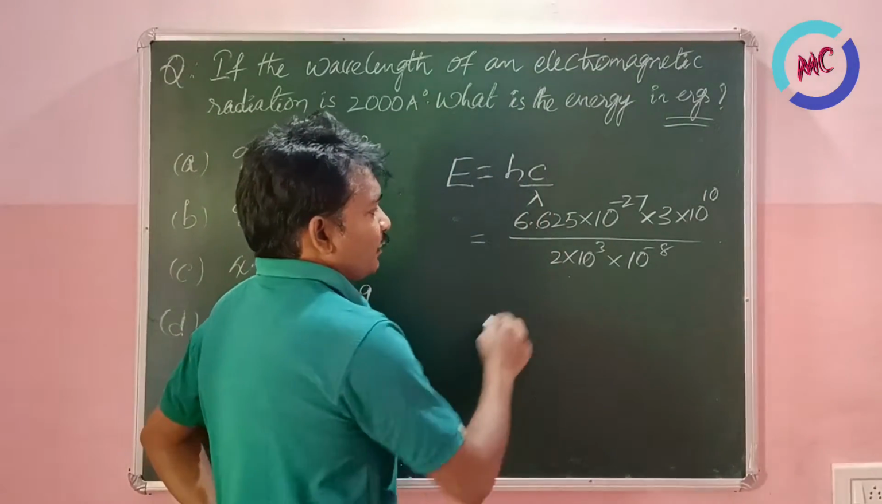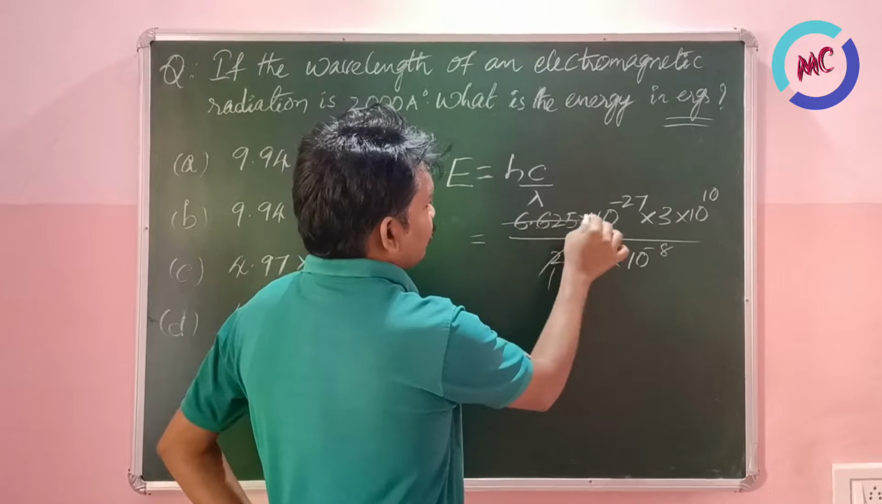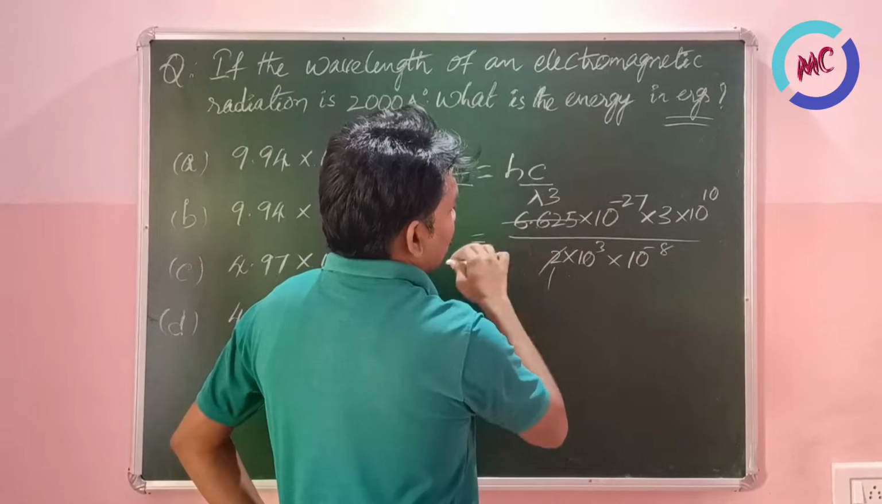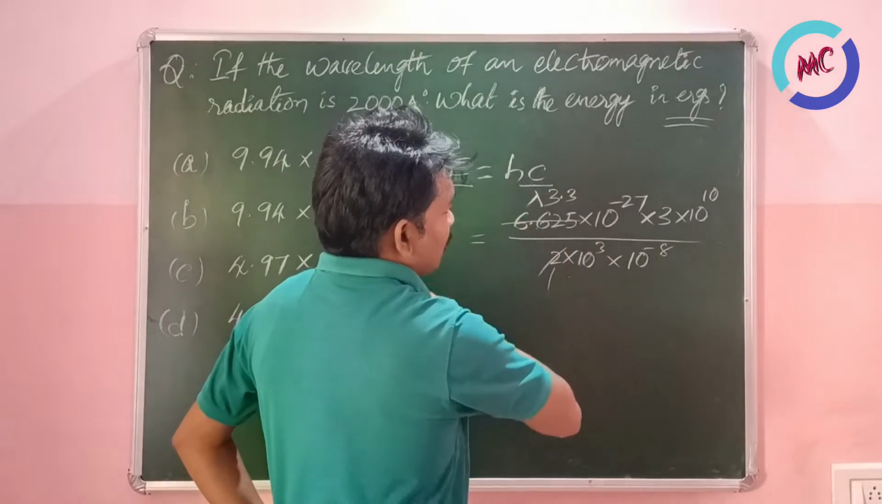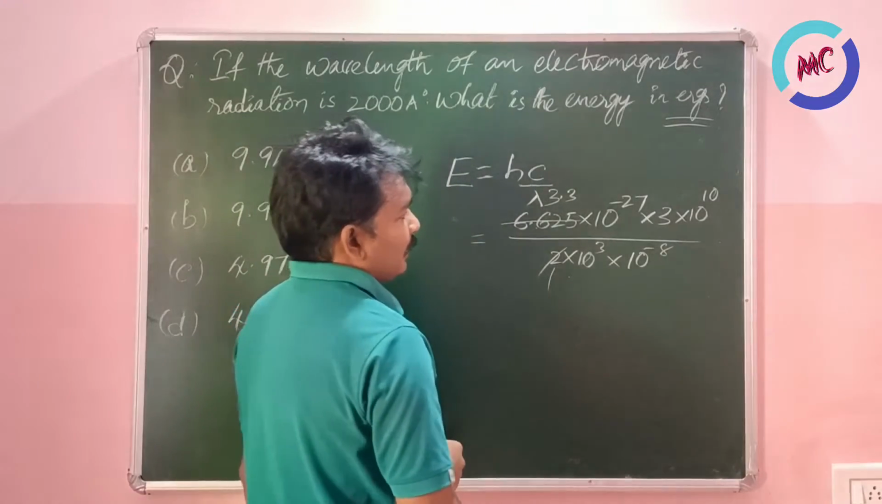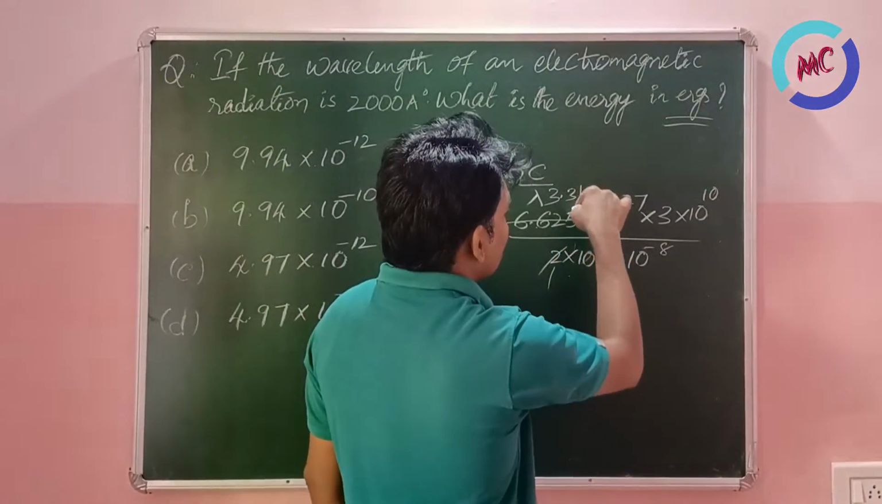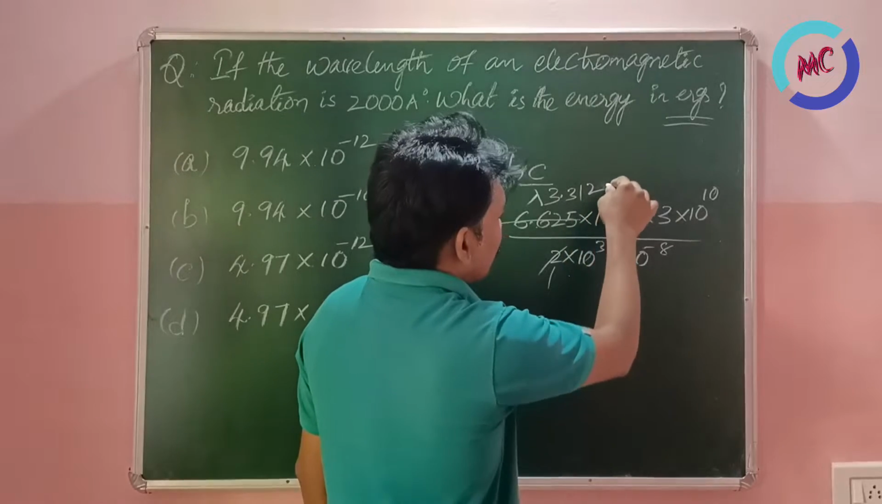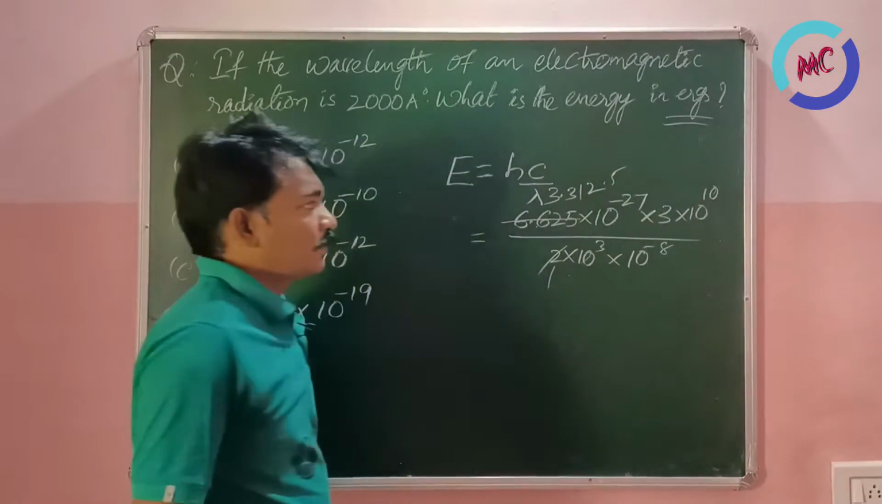Then simplify this one. 2 ones are 2. 2 threes are 6. And see here, 2 ones are 2 and 2 twos are 4 and 2 fives are 10.